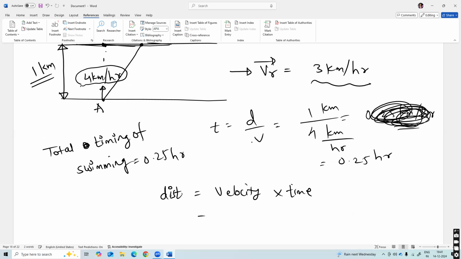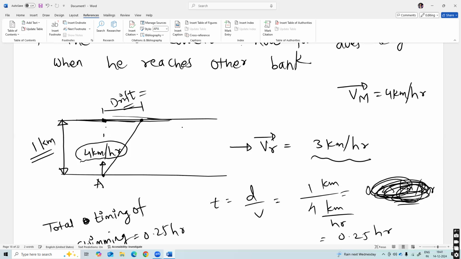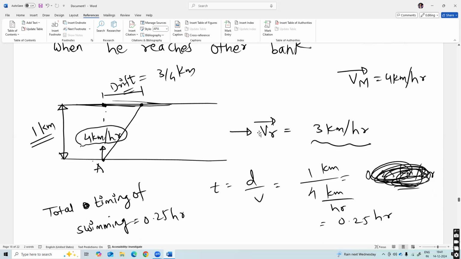So velocity in x direction is 3 kilometer per hour, and the time he has traveled is basically 1 by 4 hour. So our hour will get cancelled, we will get 3 by 4 kilometer. So this drift distance is basically 3 by 4 kilometer, and the time taken by this man to travel from one bank to another bank is basically 0.25 hour or 1 by 4 hour.